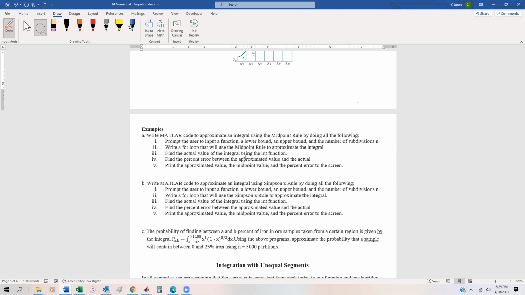which should be pretty easy. All we have to do is just find the midpoints of each of those. And then we're going to find the percent error, and then we're going to print out the approximate value, the midpoint value, and the percent error so we can see how close we are with this.